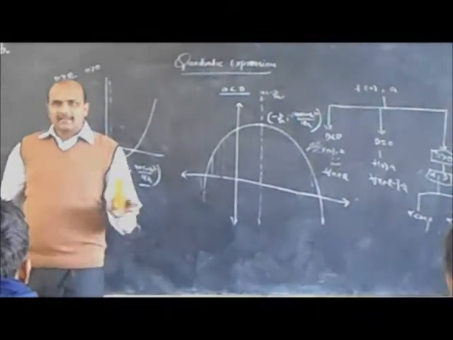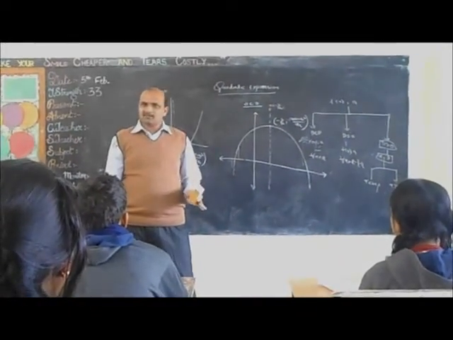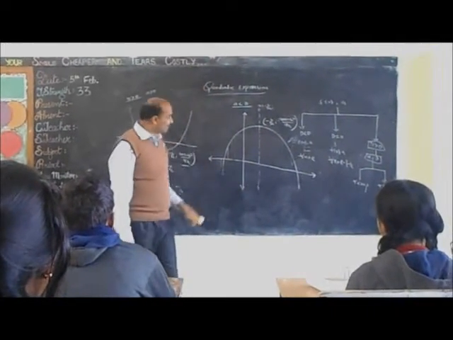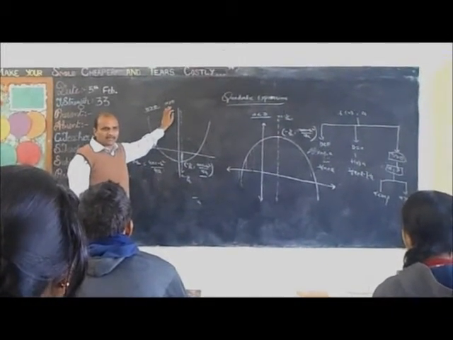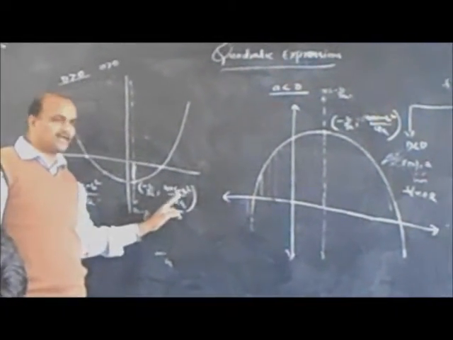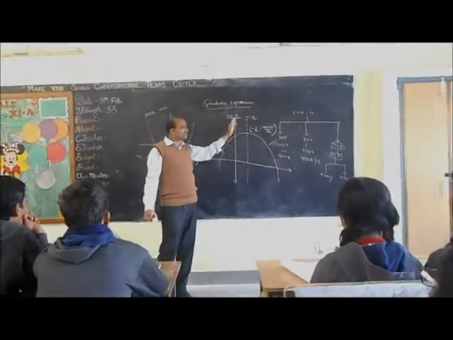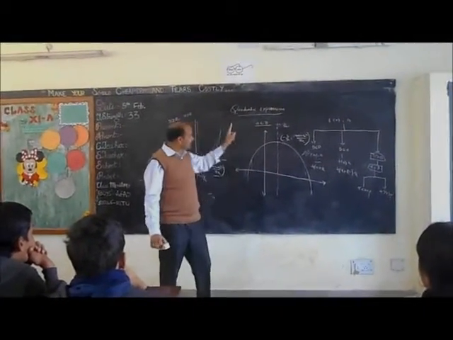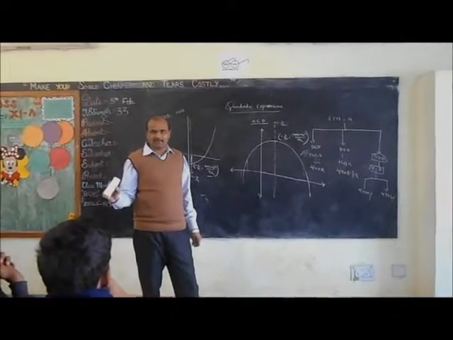So, for the expression f of x is equal to ax square plus bx plus c, the maximum value or minimum value depends upon the coefficient of x square, that means a. When a is greater than 0, what will you get? The expression has minimum value, 4ac minus b square by 4a. Suppose a is less than 0, sorry, here you will get maximum value. What is the maximum value? 4ac minus b square by 4a.